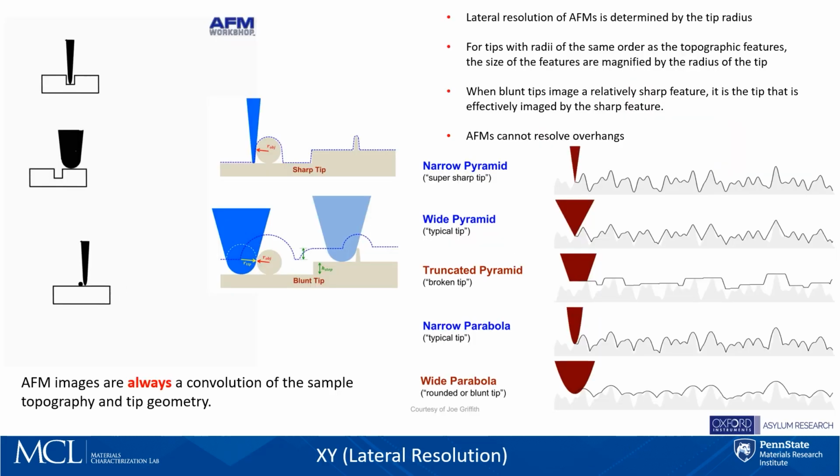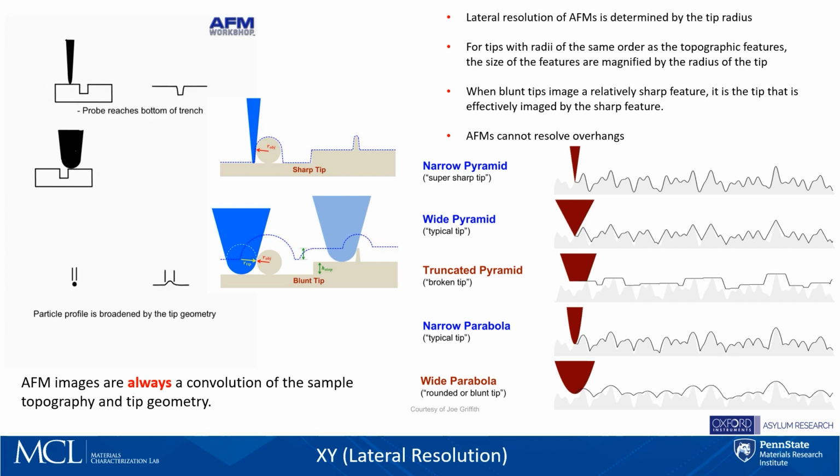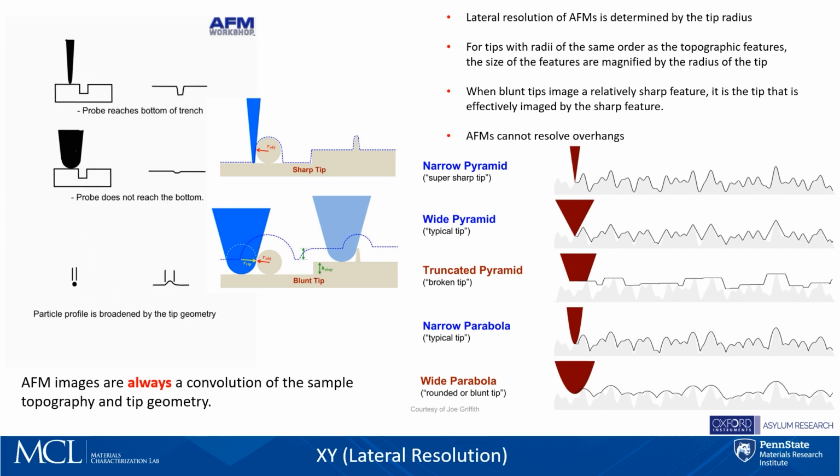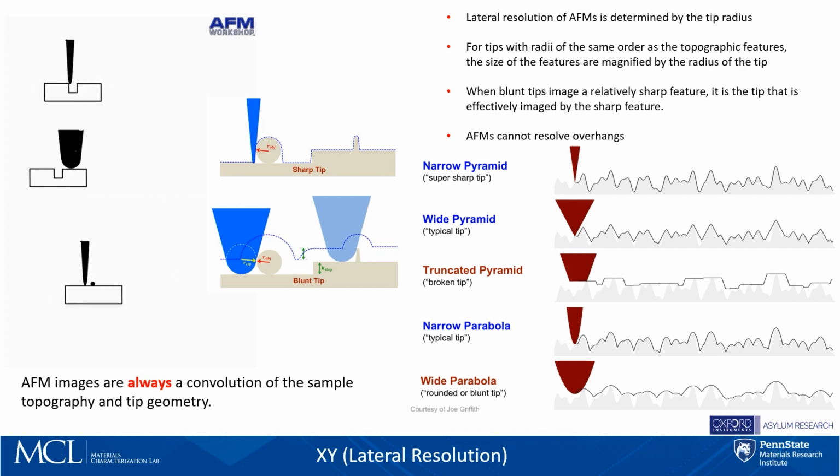There are hundreds of different types of AFM probes. We have super sharp tips, we have truncated tips, we have dull tips, and it really depends on the application that we're doing for AFM. Typically for topography, we want a nice sharp tip. Based on the line profiles that we see on the right, we probably want either a narrow pyramid, a wide pyramid, or a narrow parabola in order to measure our surface roughness as accurately as we can get in there.